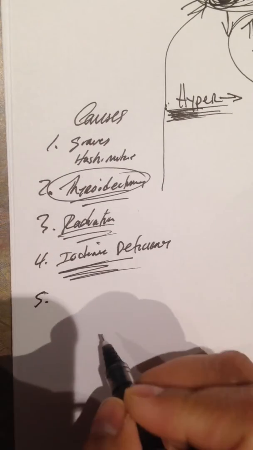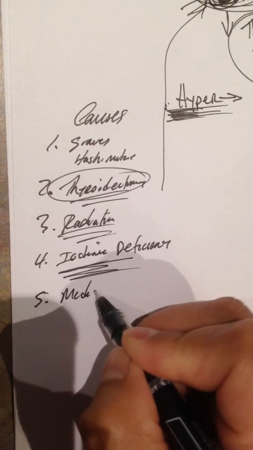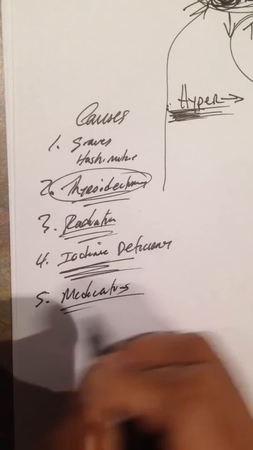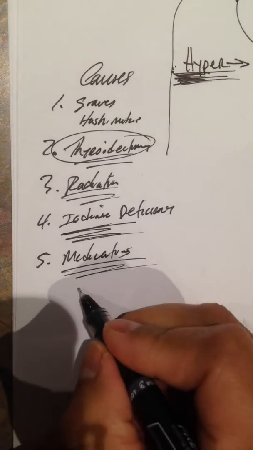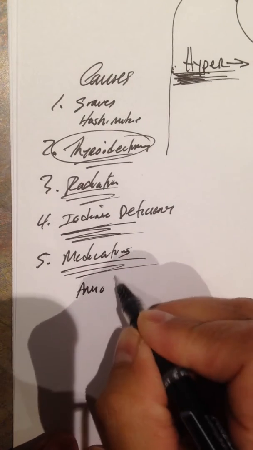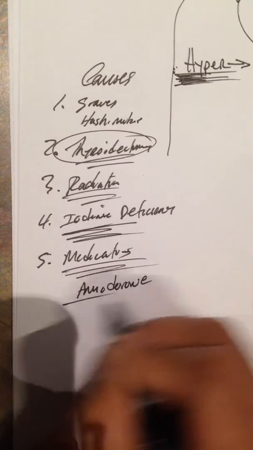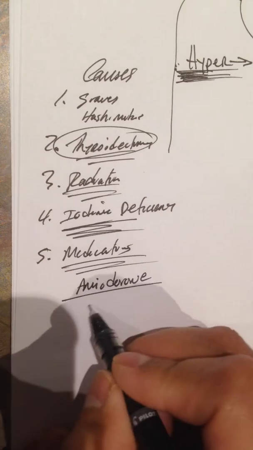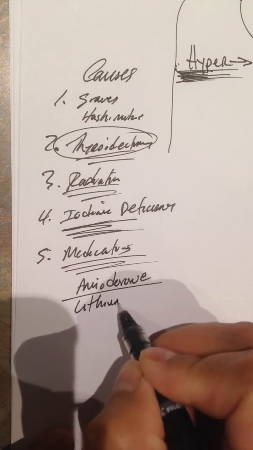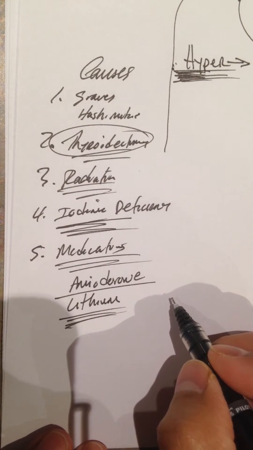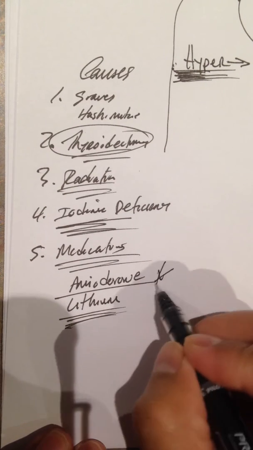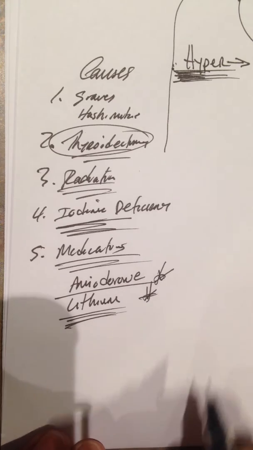Number 5, medications. Now, there are 2 medications that I want you to focus on, that I want you to know, that I want you to memorize for your NCLEX. Number 1 is amiodarone. And number 2, lithium. These 2 medications can cause hypothyroidism. So make sure you know these for the NCLEX.